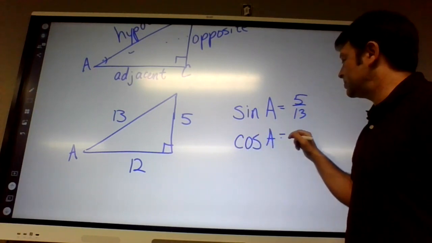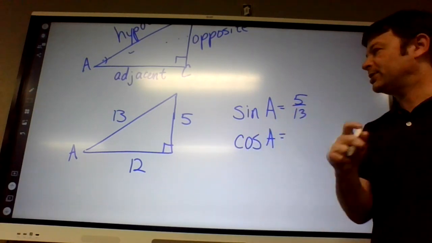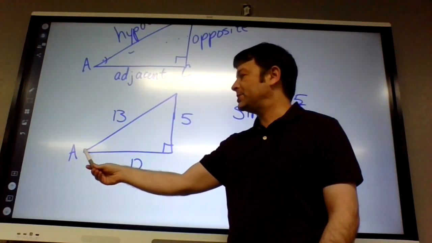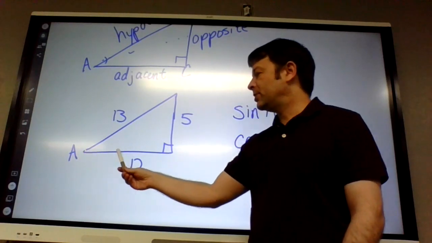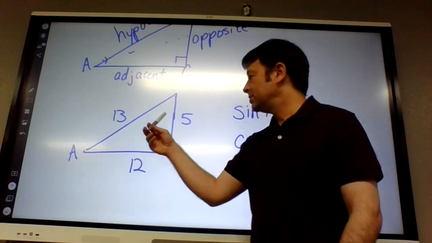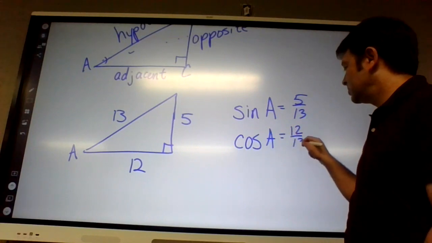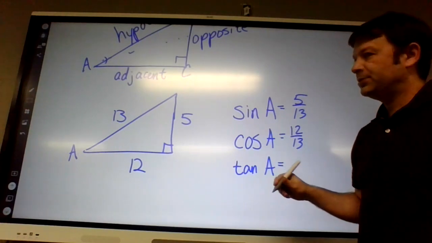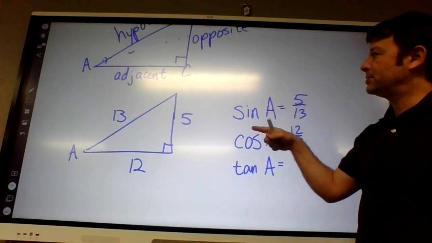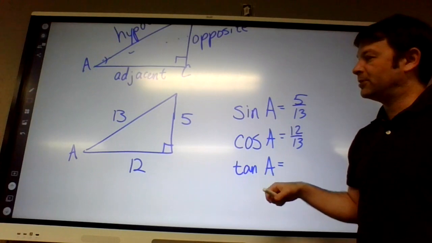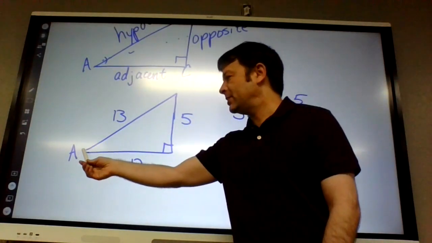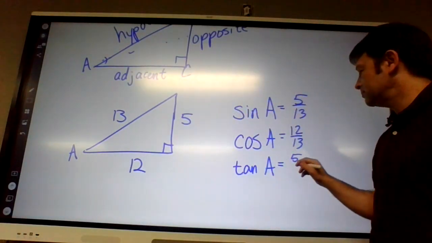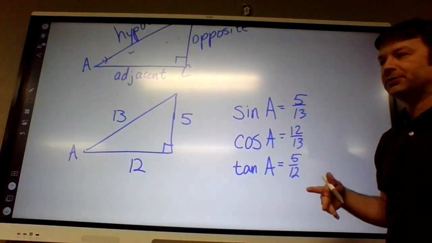Cosine. So cosine gives us adjacent over hypotenuse. What's adjacent to angle A? 12. What's the hypotenuse? And then tangent of angle A. TOA was the last part. Tangent is equal to opposite over adjacent. So what's opposite of angle A? 5. What's adjacent to A? That's kind of how the lesson starts.